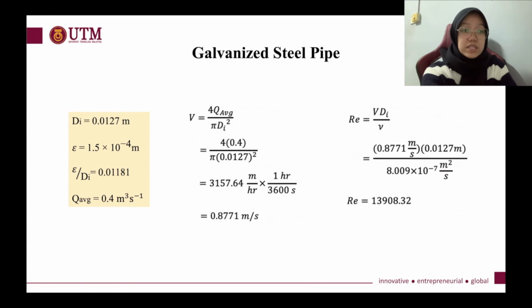Alright, so this is the calculation for the galvanized steel pipe. To get the velocity, we get 0.8771 meter per second, and then we get Reynolds number 13,908.32. At the left side in the box is the given data.